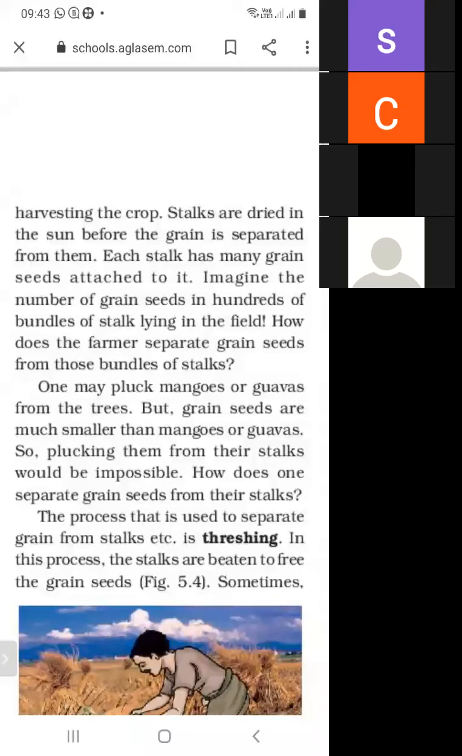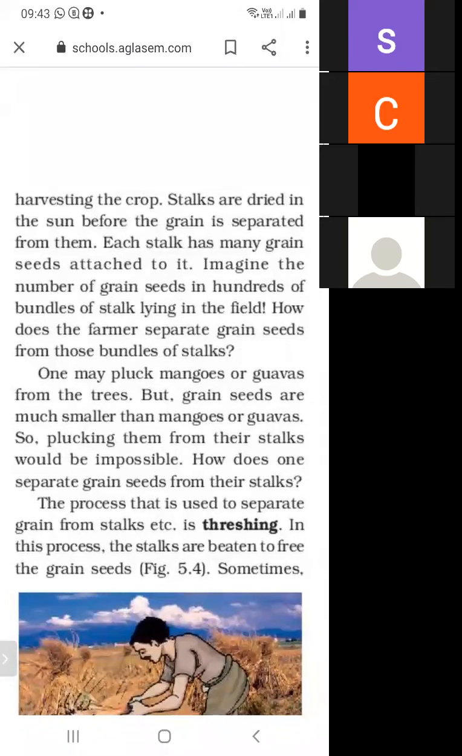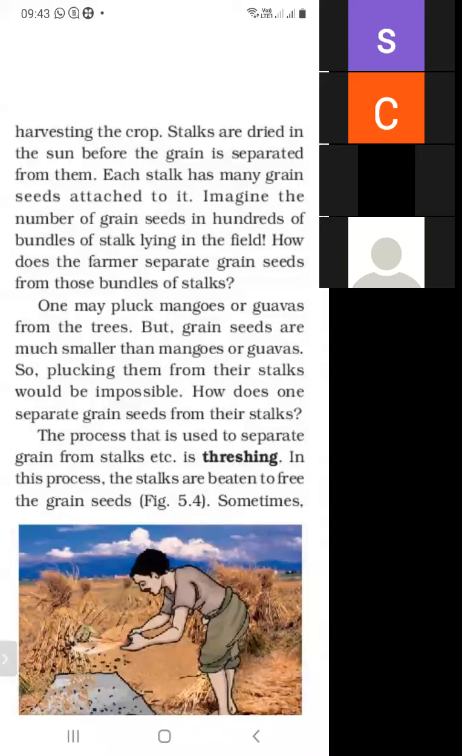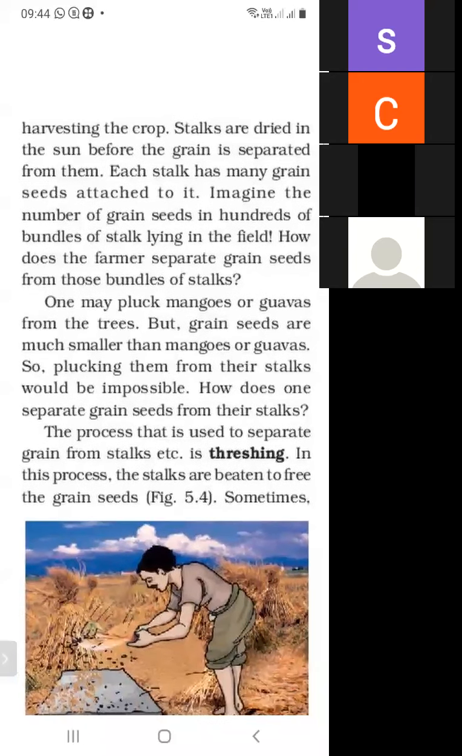The stalks are dried in the sun before the grain is separated from them, and each stalk has many grain seeds attached to it. Imagine the number of grain seeds in hundreds of bundles of stalks lying in the field. How does the farmer separate grain seeds from those bundles of stalks? Firstly, we take stalks that have been dried in the sun. We attach many stalks together, and in each stalk there are so many grains present. So we cannot separate them with the help of our hands.